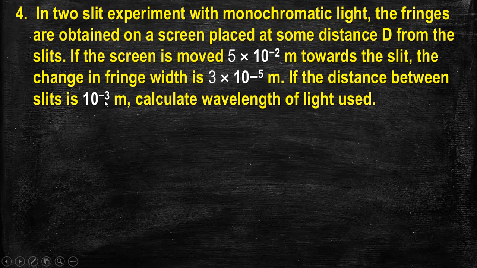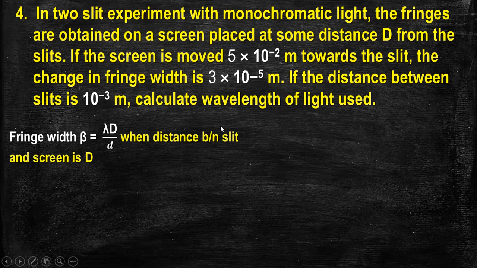If the distance between the slits is 10 to the power of minus 3, because they are doing the experiment with two slits, means there is a separation between two slits. That value they have given here. Separation between two slits is 10 to the power of minus 3. That is small d. Then they are asking us to calculate the wavelength of light used.